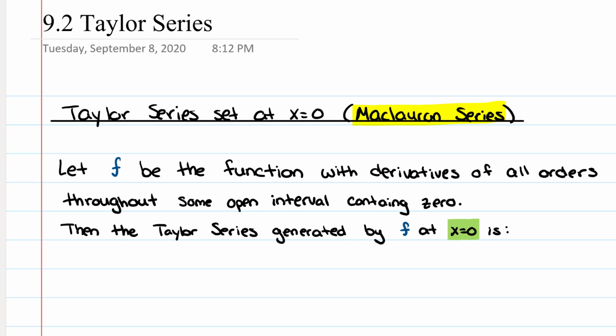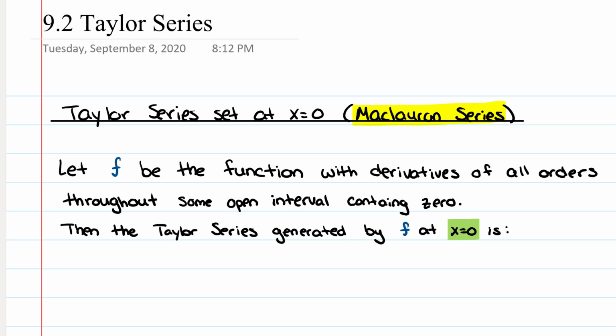called a Maclaurin series. So if they ask you to find the Maclaurin series, they're really just asking for a Taylor series at x equals 0. So let f be the function with derivatives of all orders, which means you can do the derivative as many times as you want, throughout some open interval containing 0.